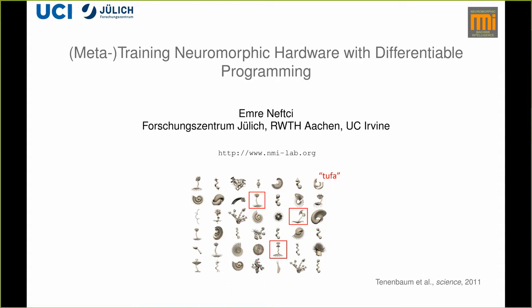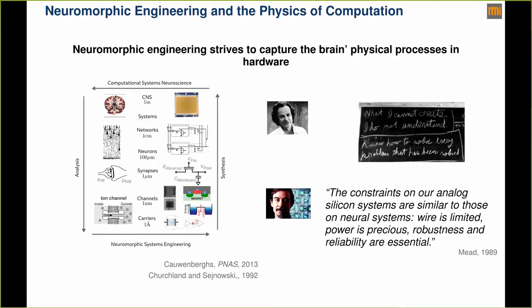So I'm going to be telling you about all the experience that I had over the last years in using differentiable programming, so the tools of machine learning, in doing this. Just for a very quick reminder, to set the context, neuromorphic engineering is really trying to capture the brain's physical processes in a physical substrate. What this means is that we're not merely simulating the brain's functions, but actually building a piece of hardware whose dynamics may correspond at some level to what is happening in the brain.